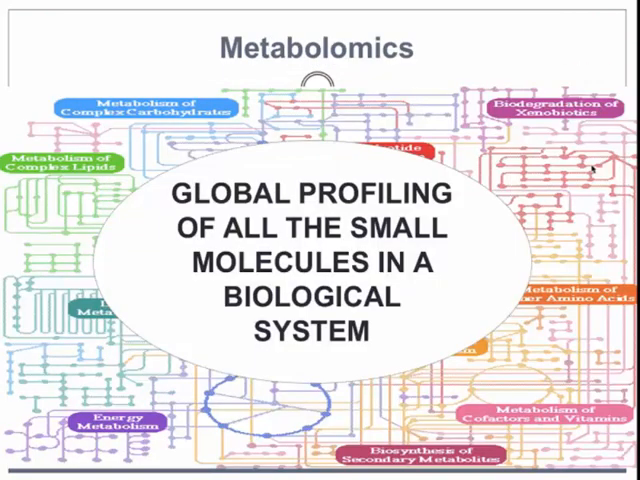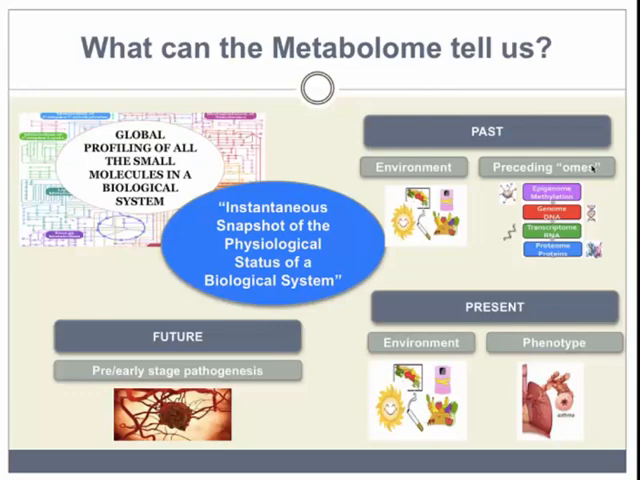And then the final step is, how can we translate this in a meaningful way into the clinic? So starting out, we know that metabolomics is this global profiling of all the small molecules in a biological system. But I really want us to think about that in the context of what it's telling us, and that is this instantaneous snapshot of a physiological status of a biological system is actually telling us something about an individual's past. You know, whether that past is the preceding omics, like genetics and epigenetics, and environmental conditions earlier in life. It's also telling us a little bit about the present.